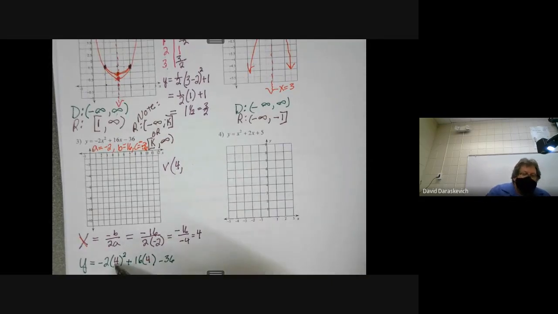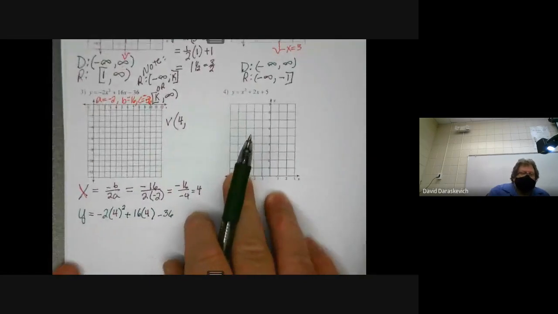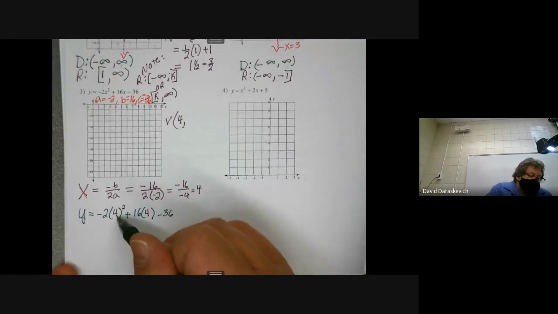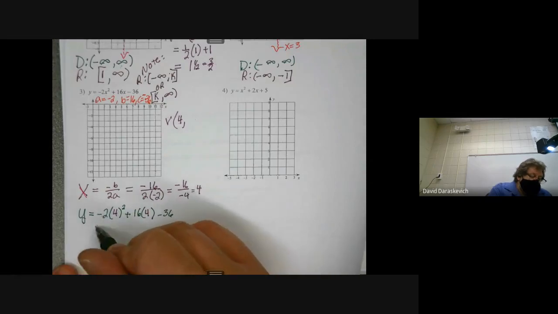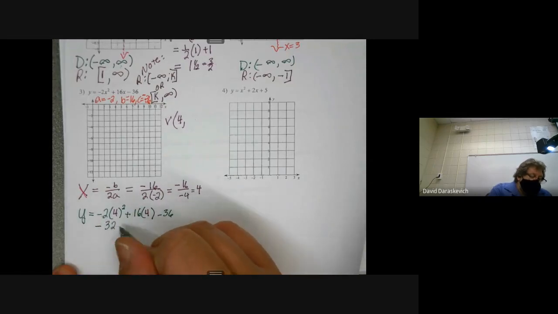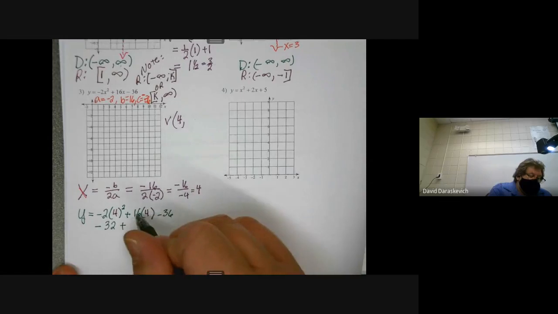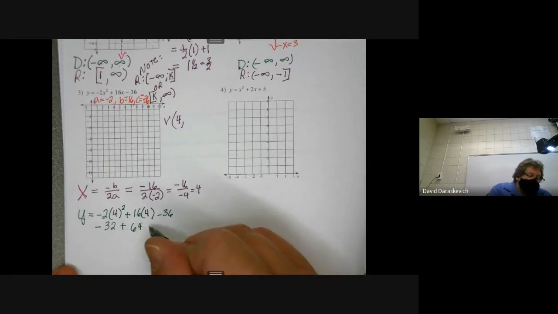Okay, watch your PEMDAS. Exponents first. 4 squared is 16 times negative 2, negative 32. 16 times 4 is 64, minus 36.